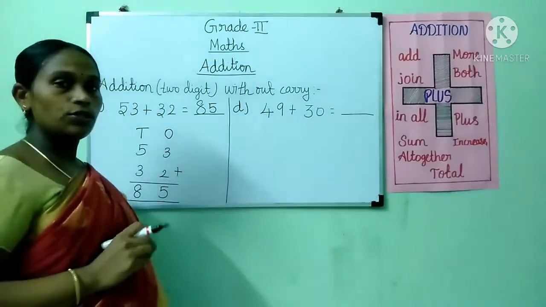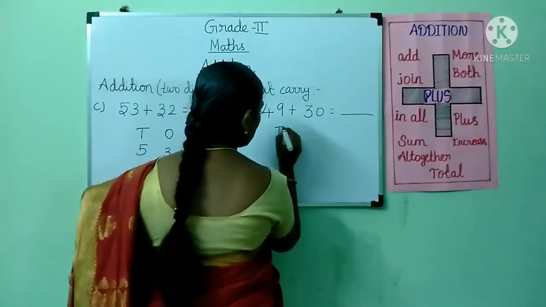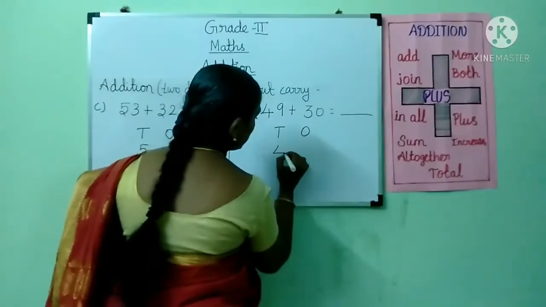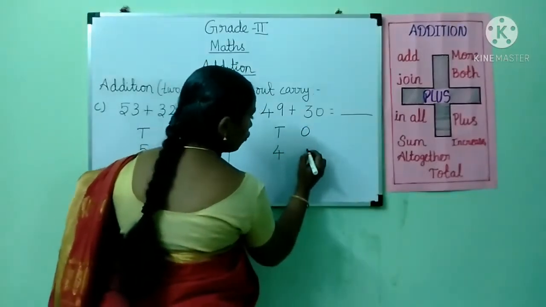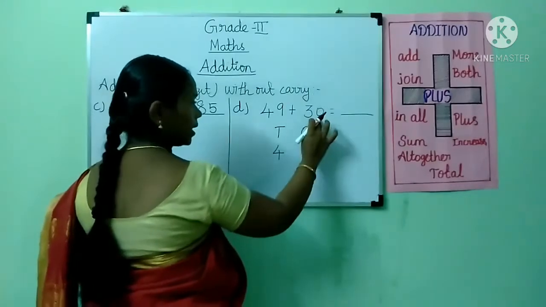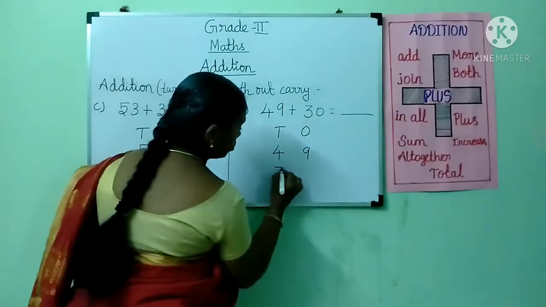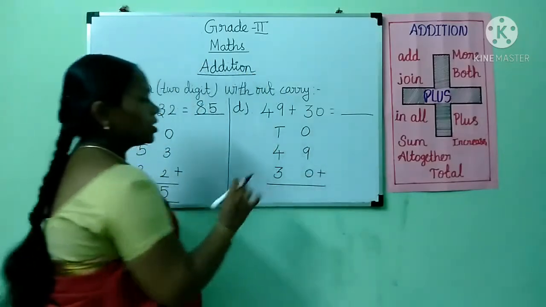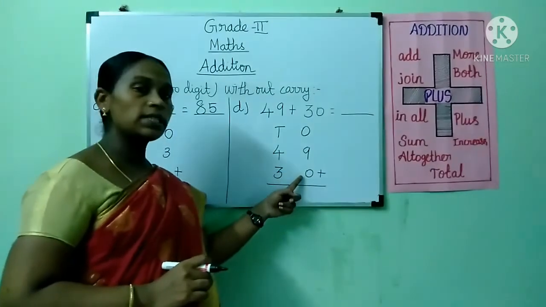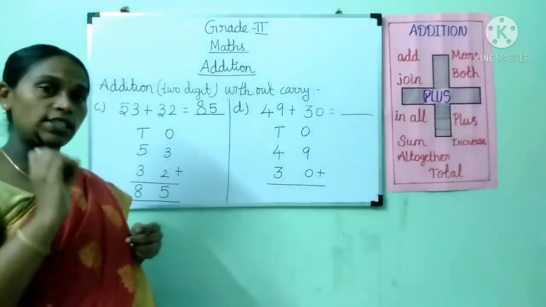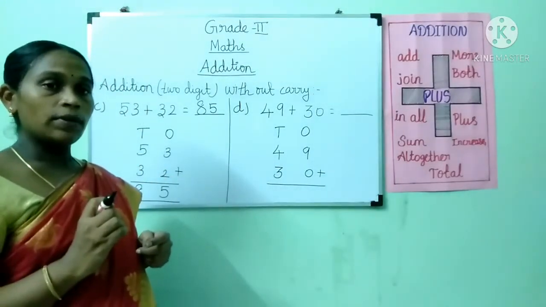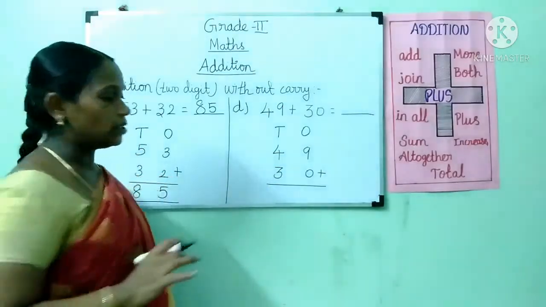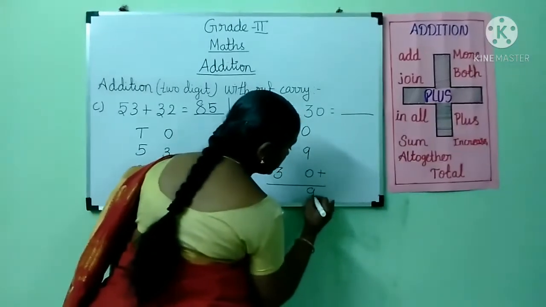See, first you should arrange this number, tens and ones. O for ones, T for tens. First number is 49. 4, 9, 49. The second number 3, 0. So write 3, 0. Now we add ones place, 9 plus 0. Any number we add 0 means will get same number. So 9 plus 0 will get 9. So write 9 in the ones place.